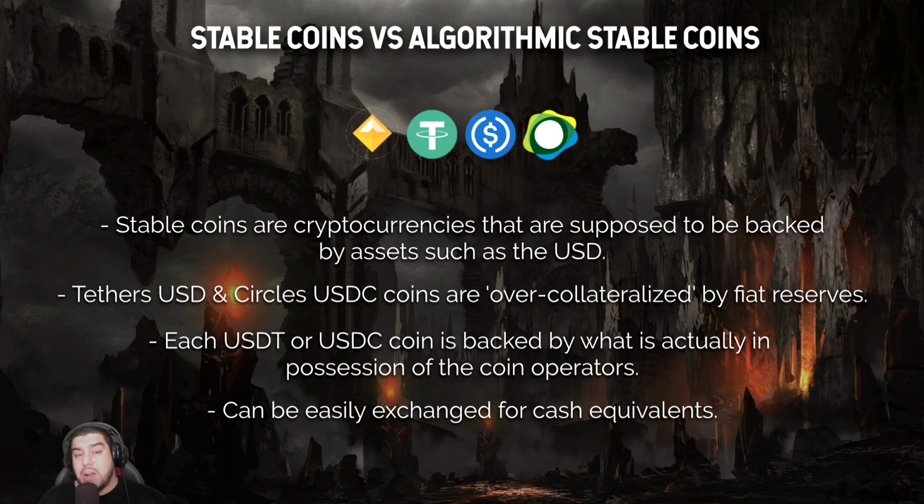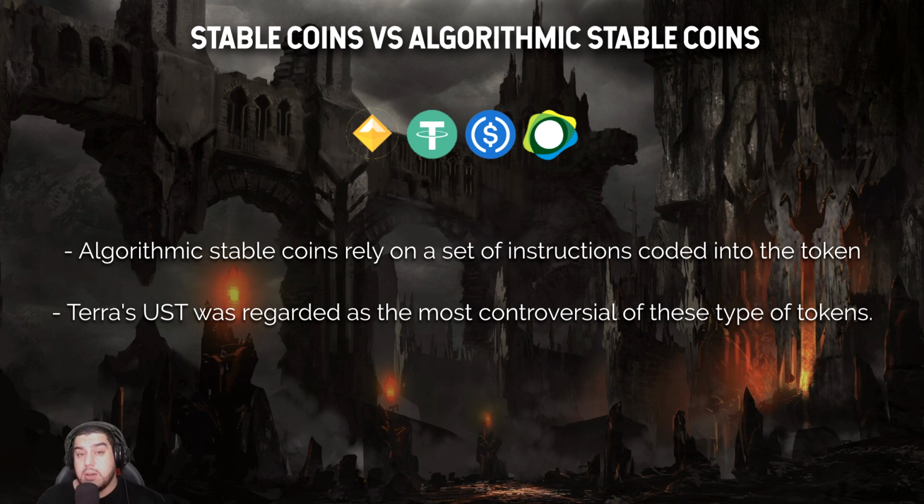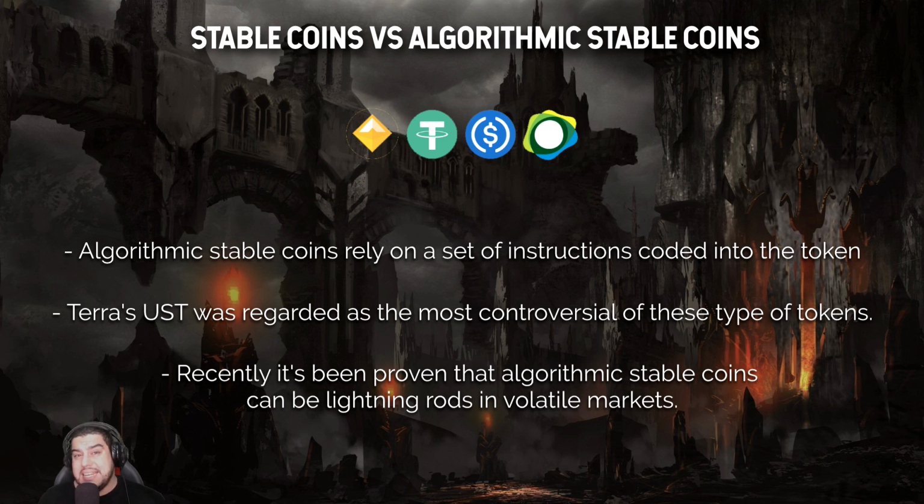In contrast though, algorithmic stablecoins rely on instructions coded into the token and active treasury management to hold their value. UST, which operated in tandem with Luna, was the most popular and controversial of these token types. Regardless though, like their traditional counterparts, algorithmic stablecoins are intended to provide calm amid the chaos in the crypto world. But it's been proven recently that they can also serve as lightning rods in volatile markets. The recent incident of UST losing its dollar peg has sent shockwaves throughout the crypto market, and it has exposed the weaknesses of algorithmic stablecoins.